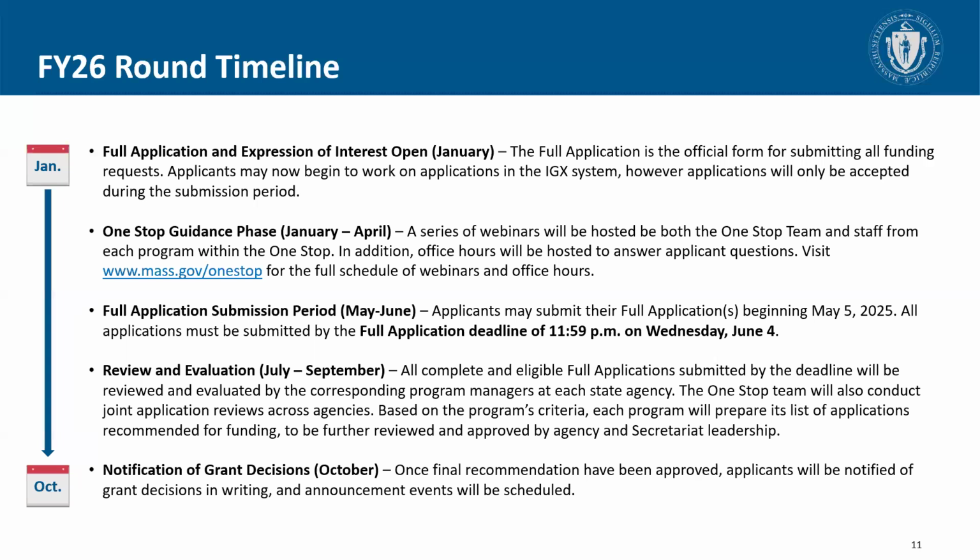This slide shows the FY26 round timeline. The full application opened in January, and we are now in the guidance phase. The full application submission period will be open from May 5th through June 4th, 2025. And the collaborative review and evaluation process will follow, taking place from July through September. Finally, all applicants will be notified of grant decisions in October.